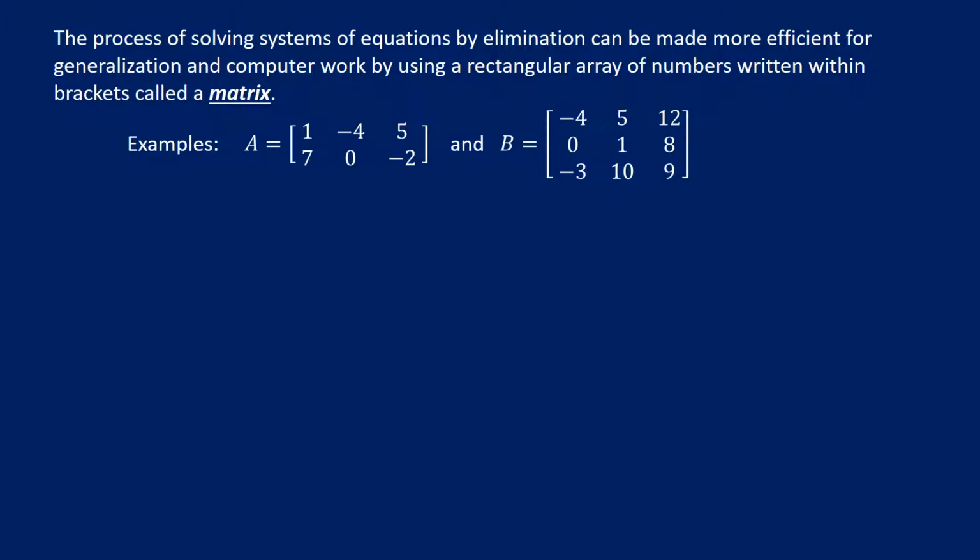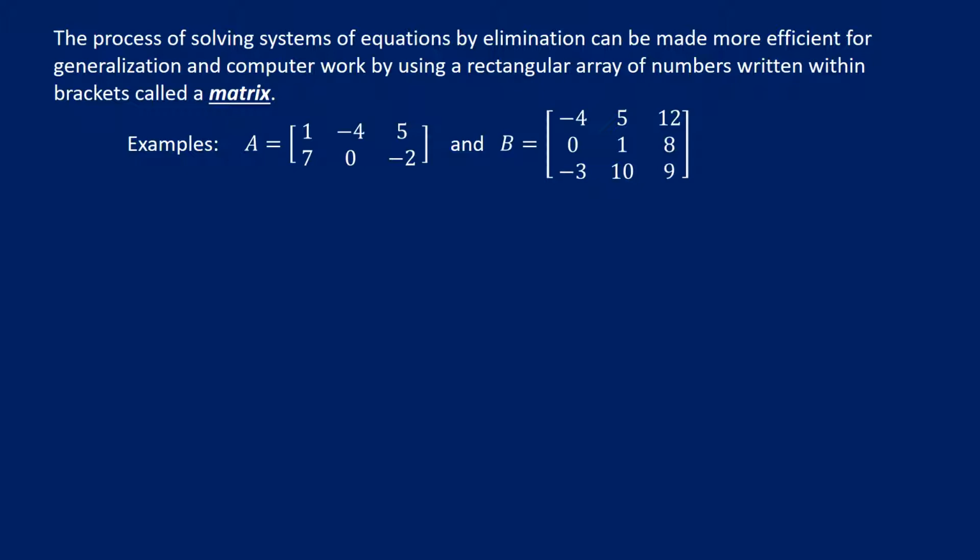The process of solving systems of equations by elimination and substitution is efficient as long as we have a small number of variables and a small number of equations. However, as this grows, we get more variables, more equations, this gets harder and harder. So we can make this process more efficient for generalization purposes and computer work by using a rectangular array of numbers written within brackets called a matrix.